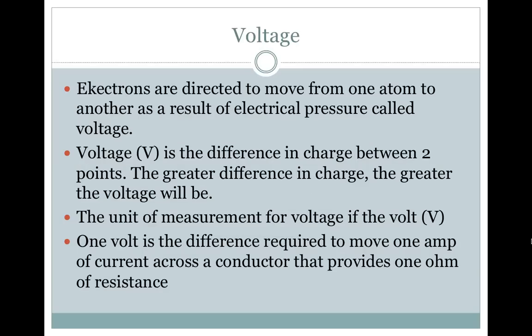Voltage. Electrons are directed to move from one atom to another as a result of electrical pressure called voltage. Voltage, shown by the letter V, is the difference in charge between 2 points. The greater the difference in charge, the greater the voltage will be. The unit of measurement for voltage is the volt. 1 volt is the difference required to move 1 amp of current across a conductor that provides 1 ohm of resistance.